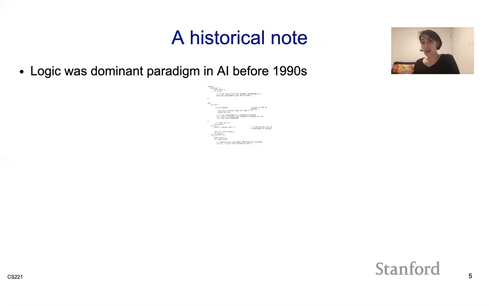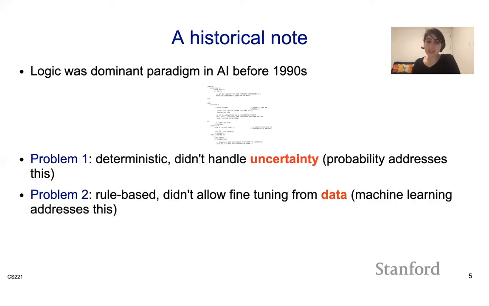People were thinking logic is going to give us a real understanding of artificial intelligence and let us develop artificial intelligence that could really achieve things that humans can. But that didn't really pan out. And the reason it didn't pan out was that logic had a few problems. So the first problem was logic was deterministic, right? And it couldn't really handle uncertainty.